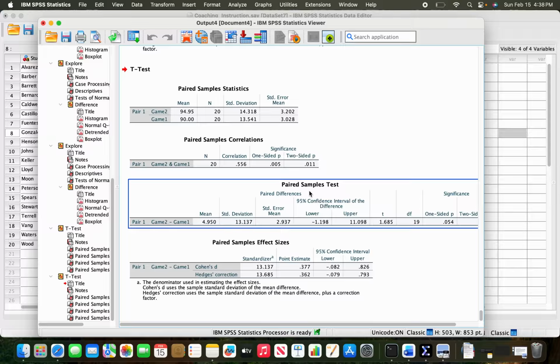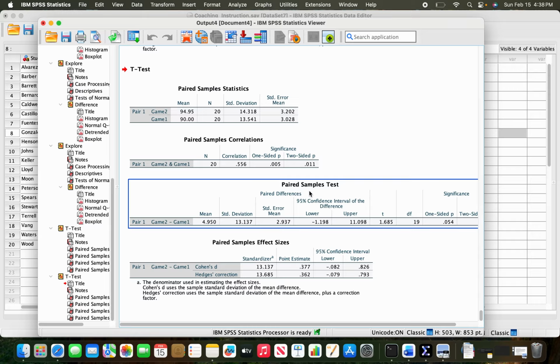What that means is that there's a 5.4% chance that the improvement in scores was basically just a fluke, and that number is not low enough for us to reject the null.